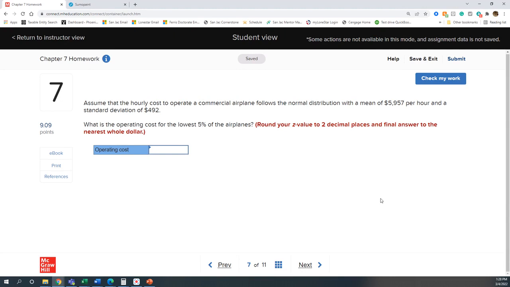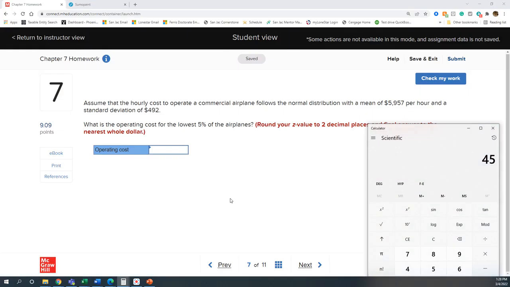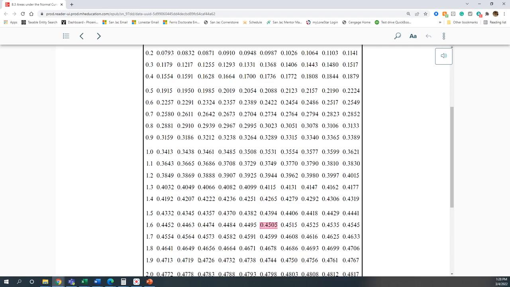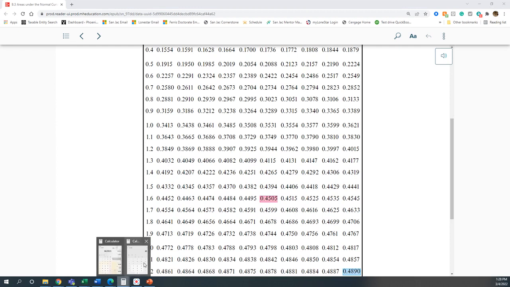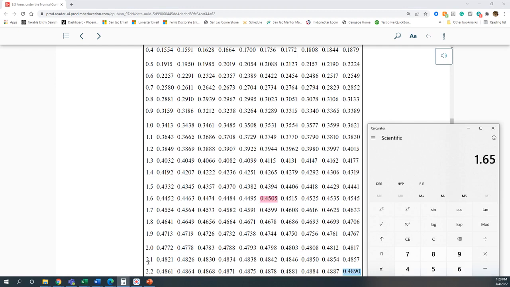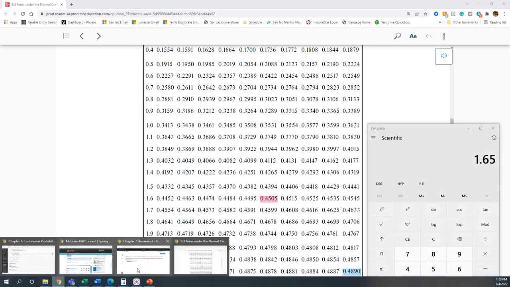Since it's 1.65, now all we have to do is solve for x. Now again, remember we take x minus the mean divided by standard deviation. So doing our algebra, we have to do the opposite. And I just forgot, 1.65. So go ahead and put that in, 1.65. There we go. So I don't forget.